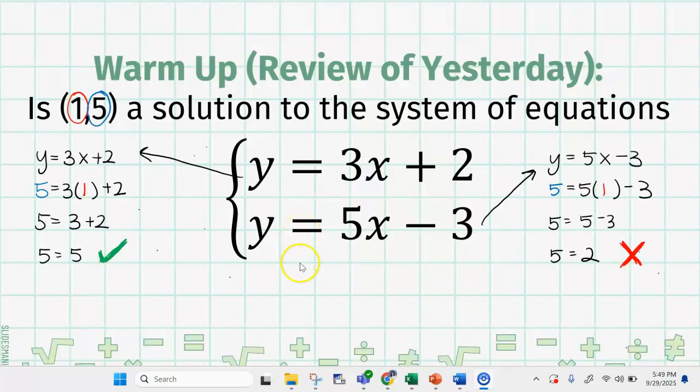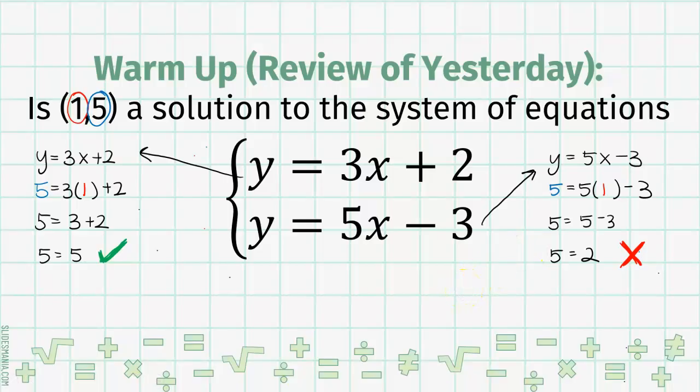(1,5) is not a solution to this system. You could have graphed these to see that, but since you didn't have graph paper, what you could have done is just plugged in 1 for x and 5 for y. When you do that in the first equation, it does work. You end up with 5 equals 5, so that's a solution to that line. However, when you plug that point into the second equation, it does not work. You end up with 5 equals 2, which means it is not a solution to the system.